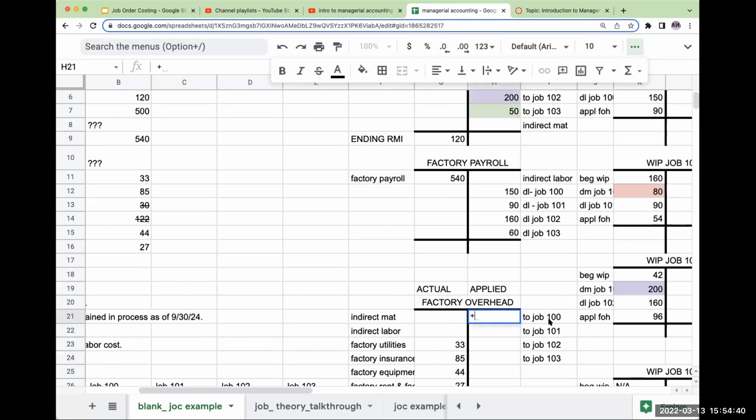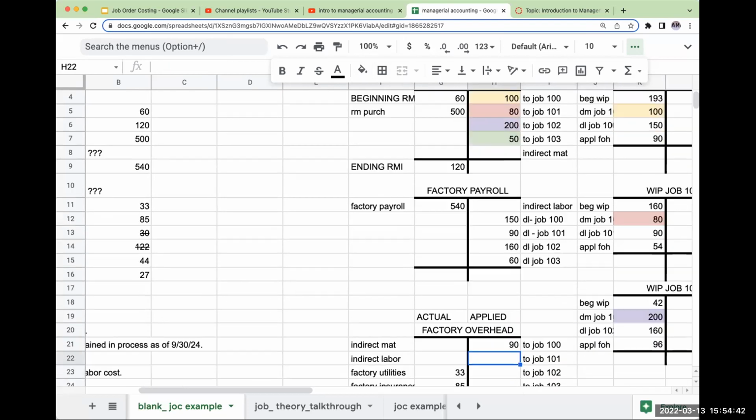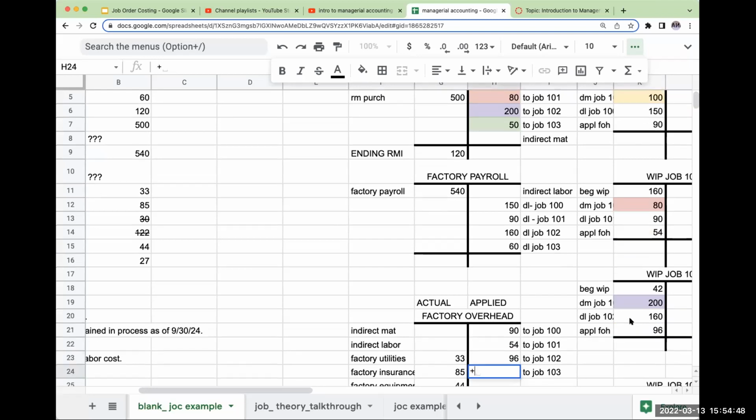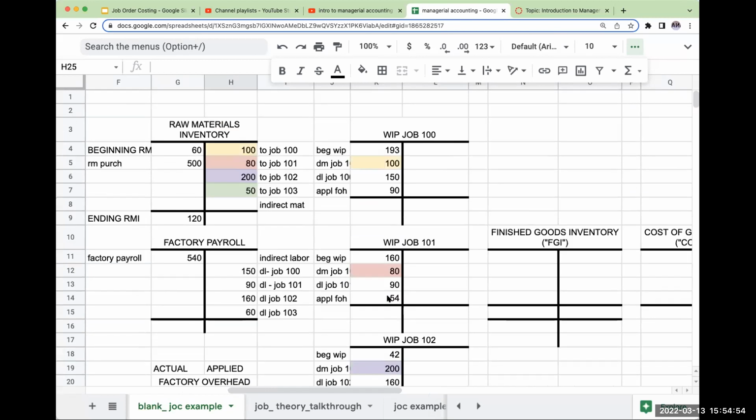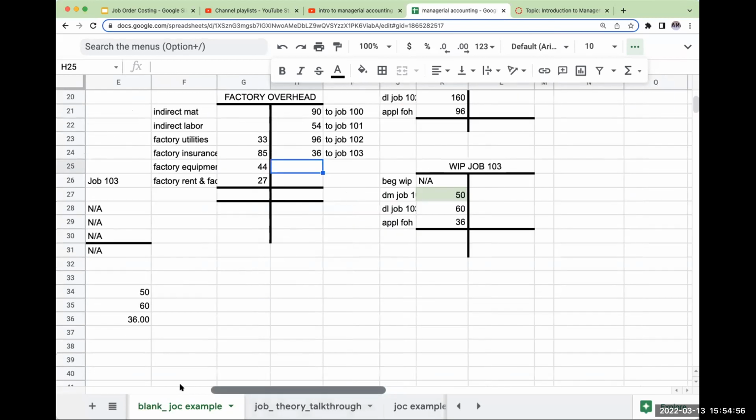So over here, I've got to job 101. My applied overhead was 90. Over here, it was 54. Over here, it was 96. And then lastly, for job 103, it was 36. So this is what I've done so far to go through and to set up this problem.